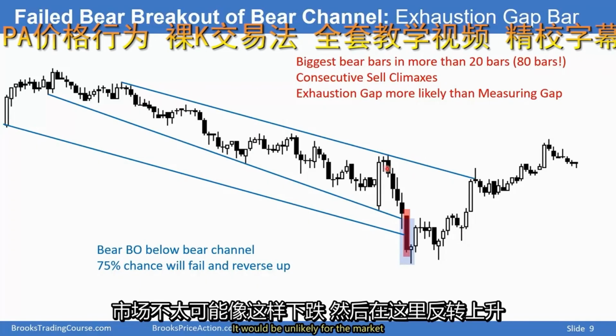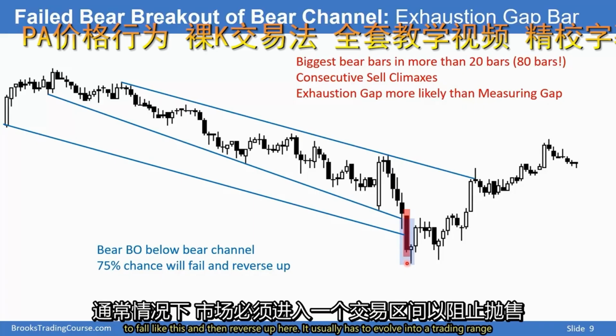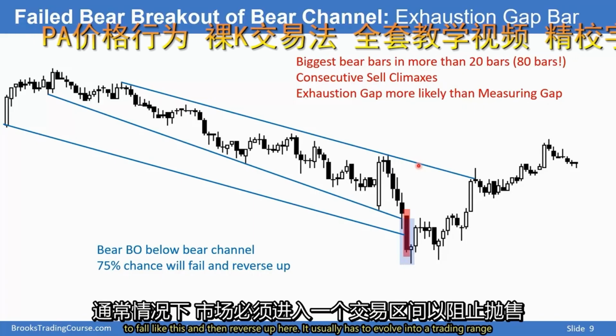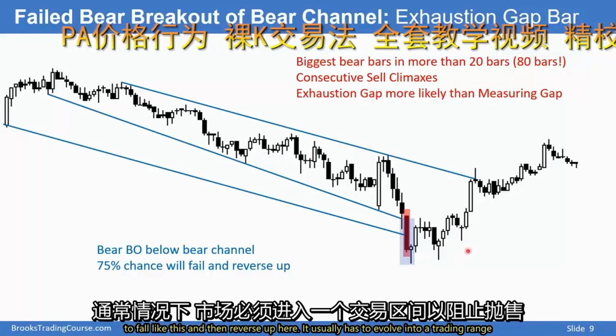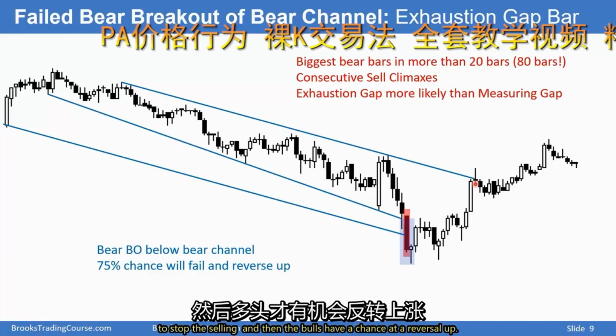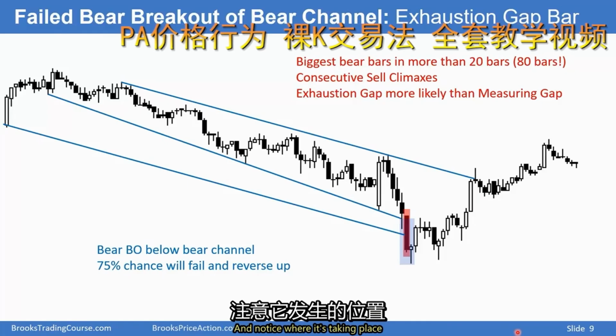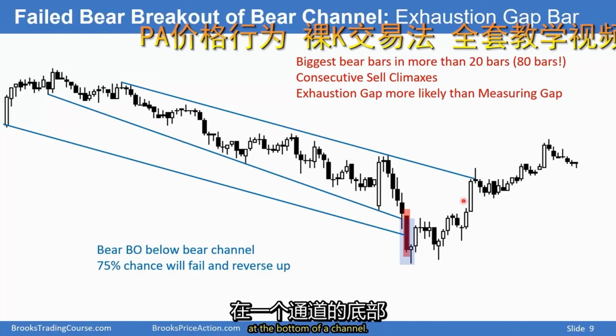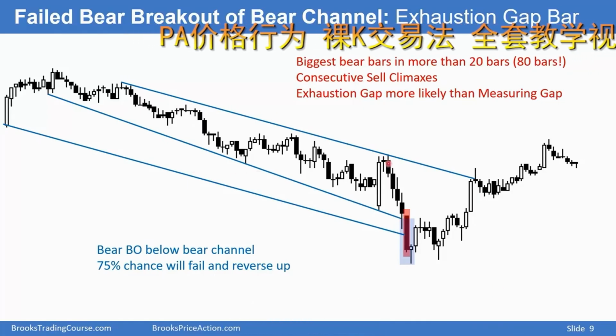It would be unlikely for the market to fall like this and then reverse up here. It usually has to evolve into a trading range to stop the selling, and then the bulls have a chance at a reversal up. And notice where it's taking place, at the bottom of a channel.